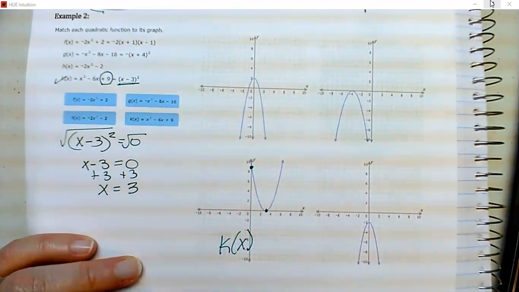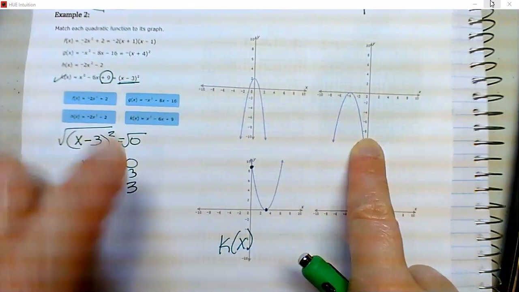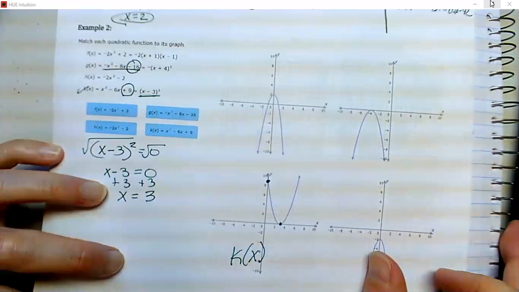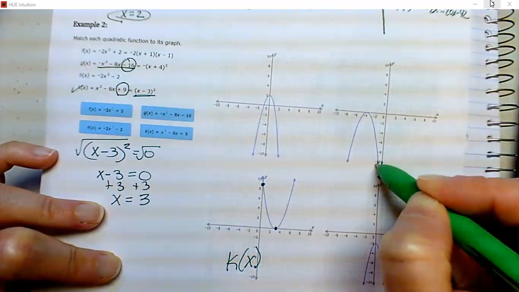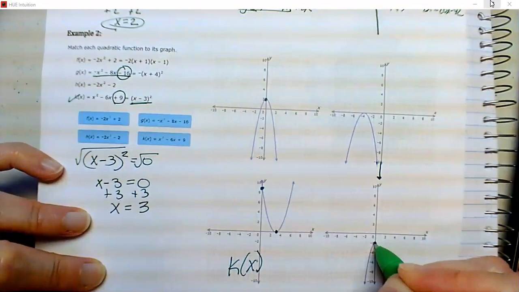So which 2 look as though they've been stretched? If you said these two, you would be correct. So I'm going to focus in on this one because it looks to be the same size as the parent function. And I'm going to focus in on this one that says g of x. Okay. Now, just looking at the standard form of g of x, my y-intercept is negative 16. So if I come to my graph right here, I don't have that far down on my graph. I can't quite tell if it's going to be negative 16. It might. I don't know. But I do know for sure that this one has a y-intercept of 2, and this one has a y-intercept of negative 2. So it's definitely not these two. It's most likely going to be this one, right?